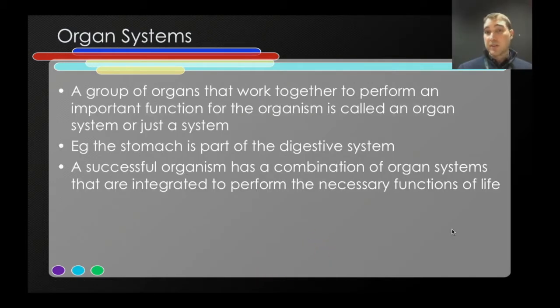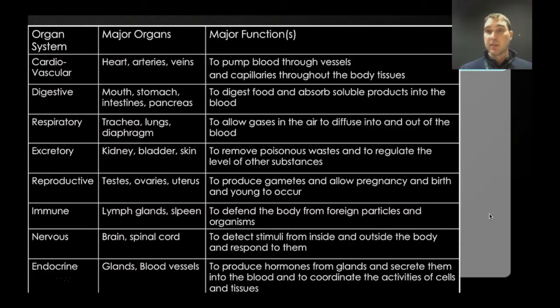So a group of organs that work together to perform a particular function, we call that an organ system, or just usually a system. So a good example, we talked about the stomach before, that's part of the digestive system. The digestive system is made up of many organs that are joined together to do a particular job. In this case, to break down food and absorb the products of food. An organism is made up of a combination of organ systems that are integrated and perform the necessary functions of life. So here's a big list of the organ systems found in the human body.